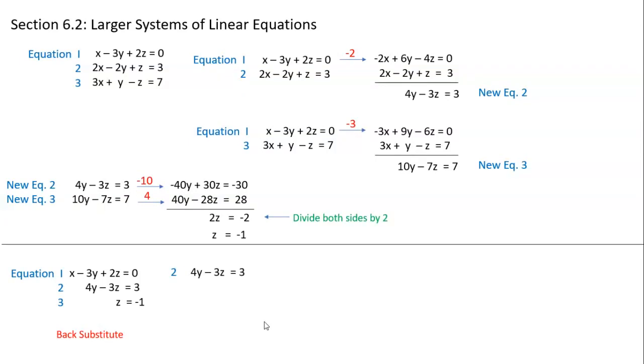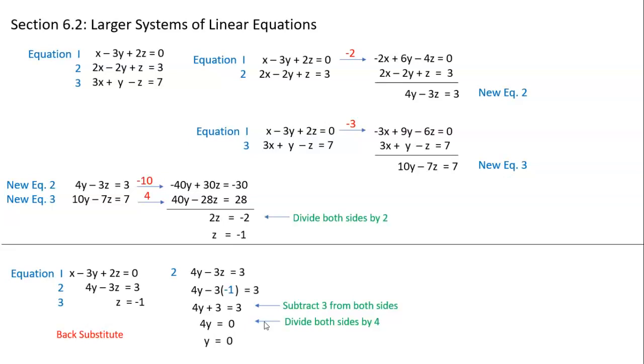So I start with 4y minus 3z equals 3. I know what z is, so I'm going to replace that z with the -1. And when I replace it, I get a solution for my y. Again, -3 times -1 is +3. Subtract 3 on both sides. 3 minus 3 is 0. Divide by 4 on both sides. I get y equals 0.